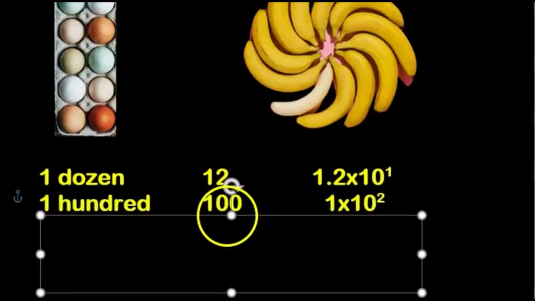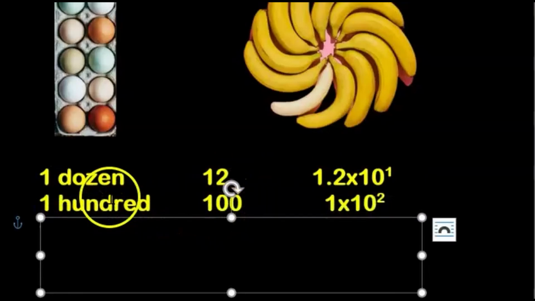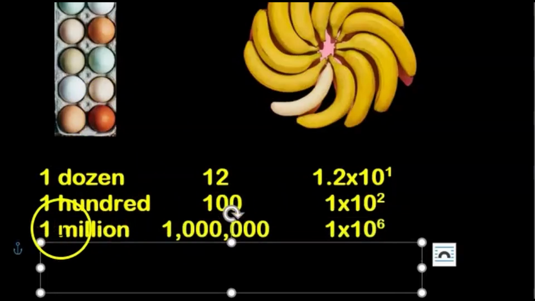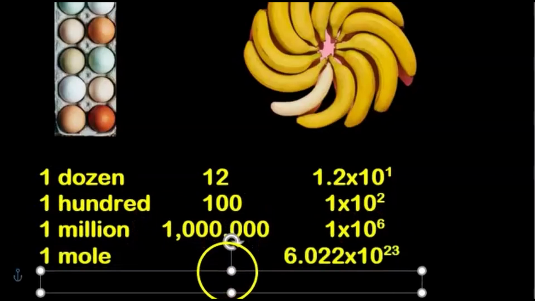We could also have another word that we're used to. That's a number, 100. You could have 100 eggs or 100 bananas. That's just a number, 100, or 1 times 10 to the 2. Or a million, for example. The word million means that it's 1 times 10 to the 6. It's just a number here. And the mole, too. When it comes down to it, it's just a number. 1 mole means 6.022 times 10 to the 23.